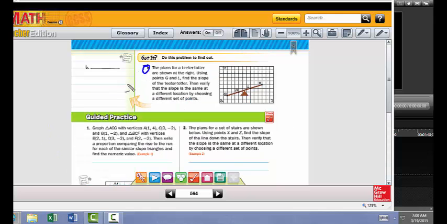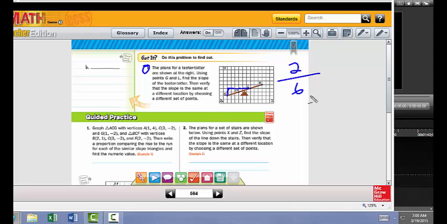Okay, letter B, they tell us the plans for a teeter-totter are shown at the right using points G and L. Find the slope of the teeter-totter. So if we use G and L, we're going to rise from here to here, and we're going to run from here to here. So our rise is going to be 2, and our run is going to be 2, 4, 6. Our run is going to be 6. Then verify that the slope is the same at a different location by choosing a different set of points.